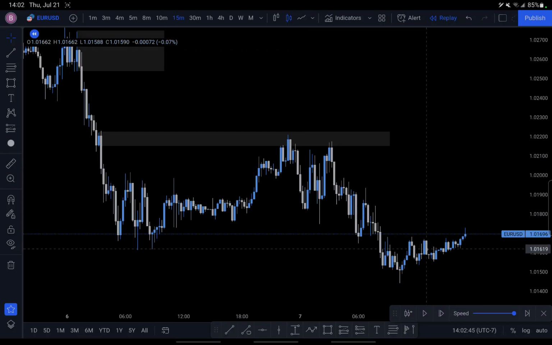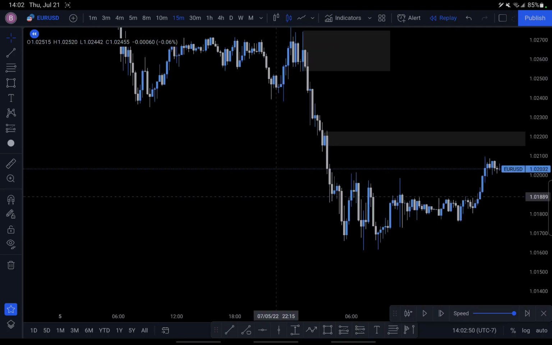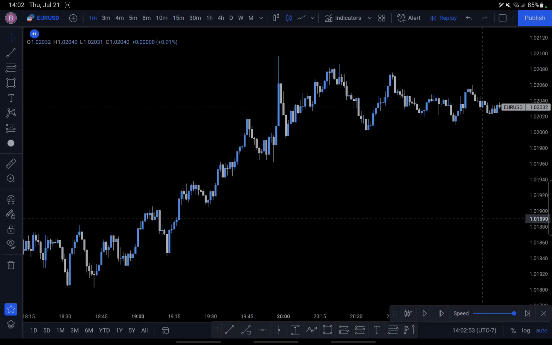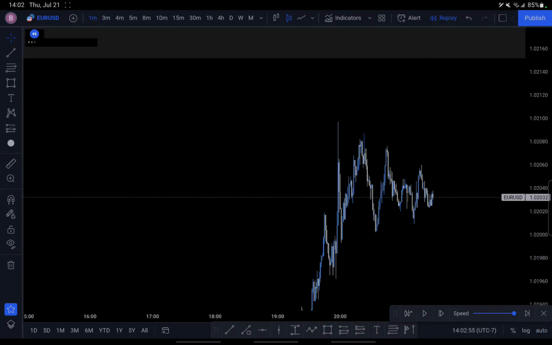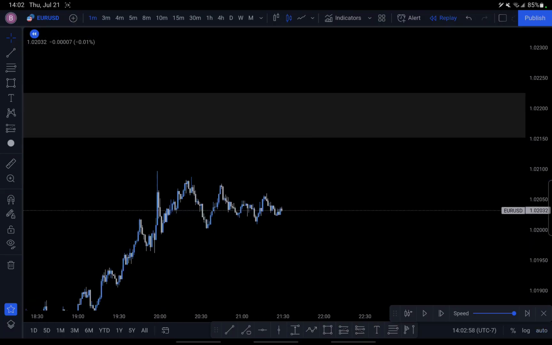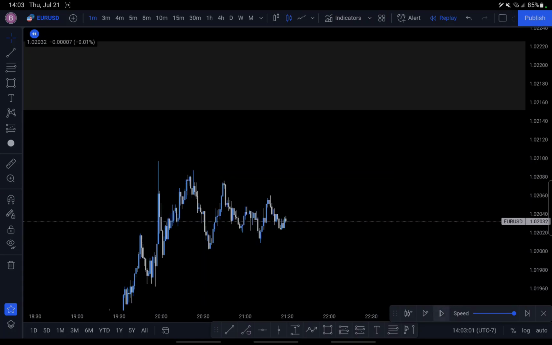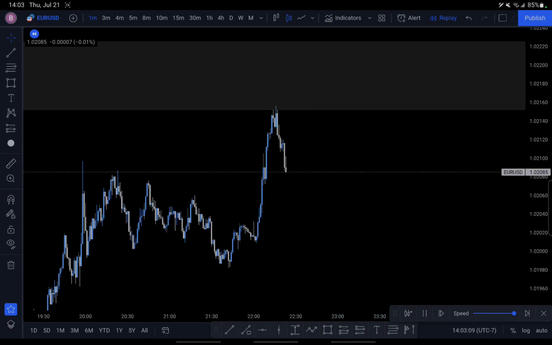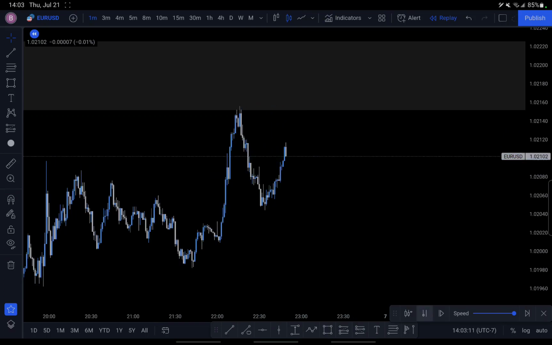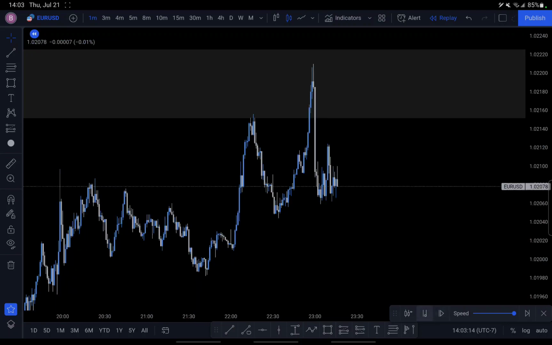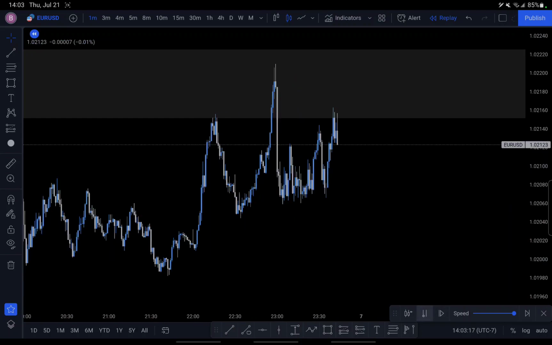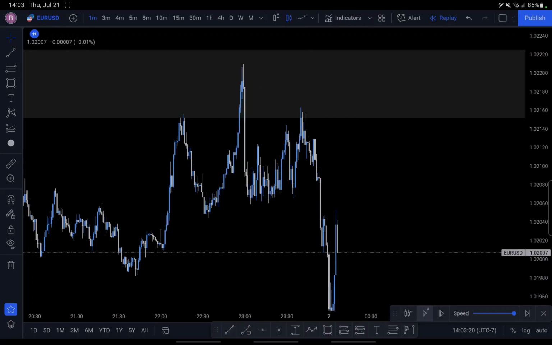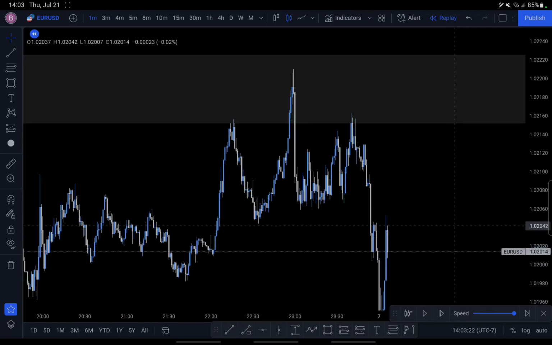So let's go ahead and watch it play out. Let me go ahead and hit the rewind. Go to our 1 minute. And let's watch price play out. Does it go back into it again? It does, before it breaks away. All right.